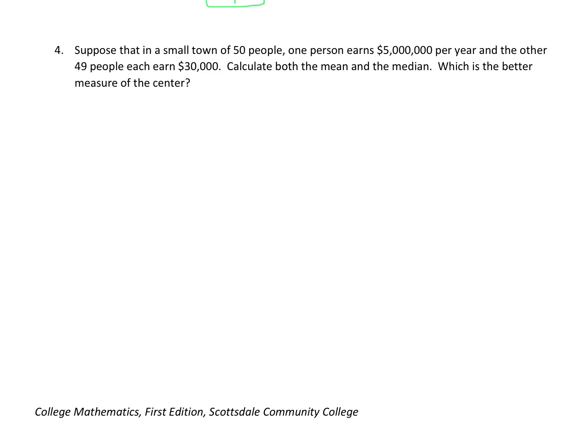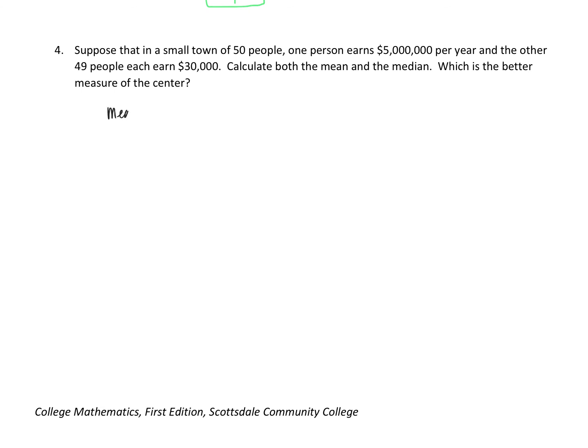So the final example: suppose that in a small town of 50 people, one person earns $5 million per year and the other 49 people each earn $30,000. Calculate both the mean and the median. Which is the better measure of the center?